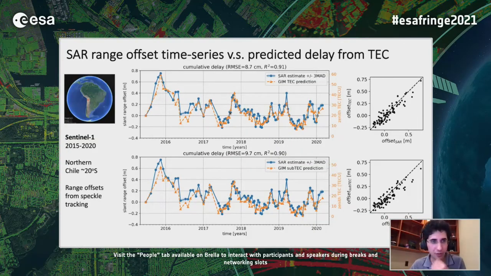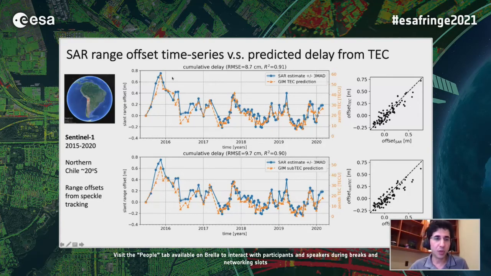So we took that stack over Chile and we co-registered it. It's a deep stack. And then we looked at the misregistration in the range direction using cross-correlation pixel tracking.